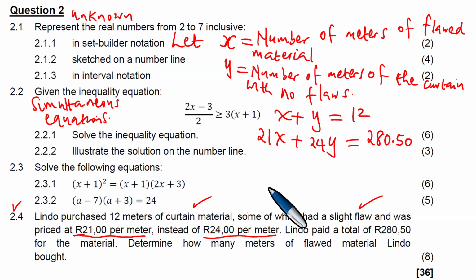Simultaneous equations. So we need to solve these simultaneously. How do you solve this simultaneously? We want to get how many meters of the flawed material. So we want to solve for X. So let us use some different color.